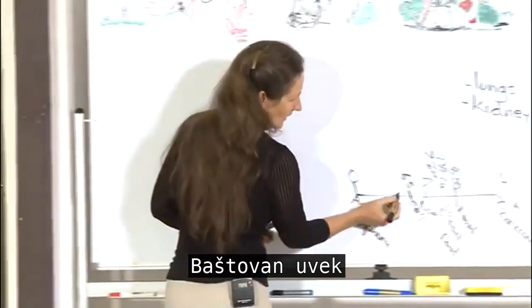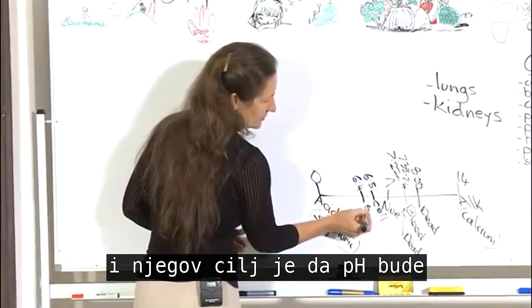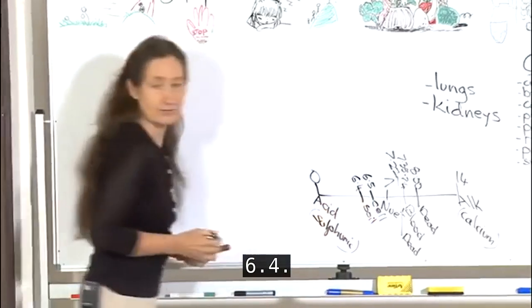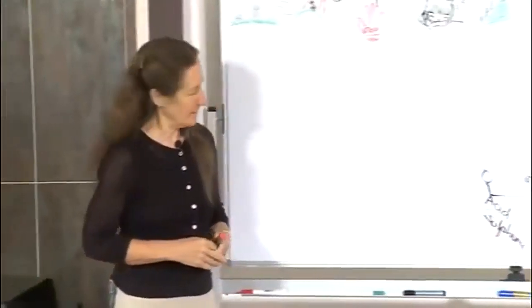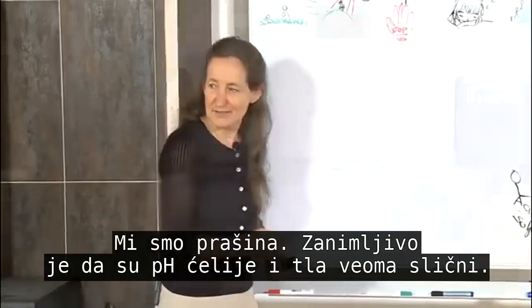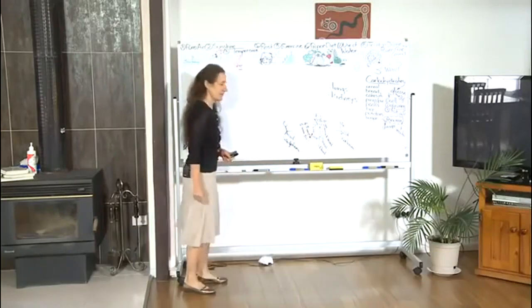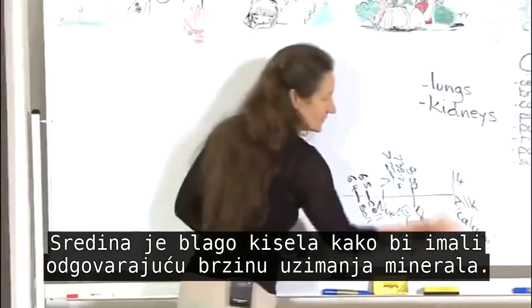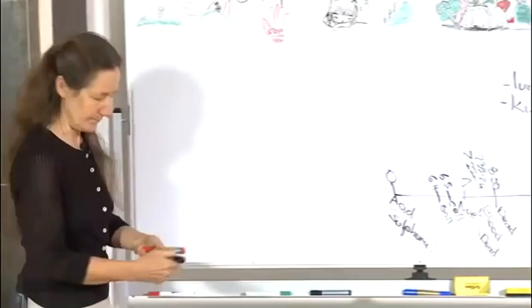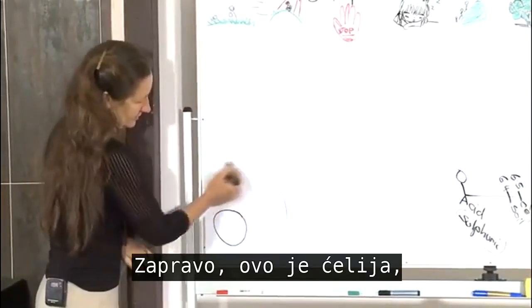The gardener's always testing his soil, and he aims for a pH of 6.4. We looked on Monday. We come from dust, we go back to dust. We're dust. It's interesting that the pH of the cell and the soil are very similar. Slightly acid, so you get the speed of uptake of the minerals. Here is the cell.